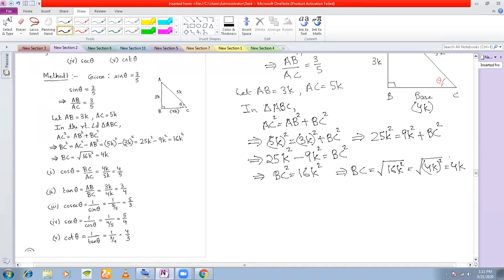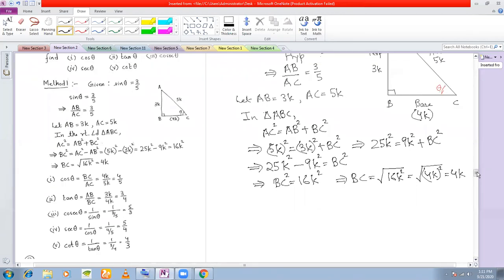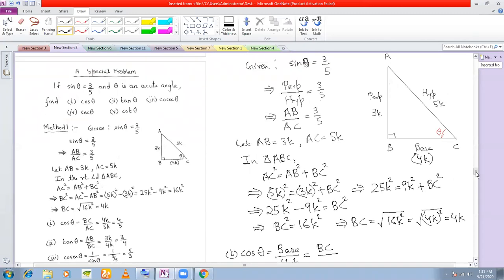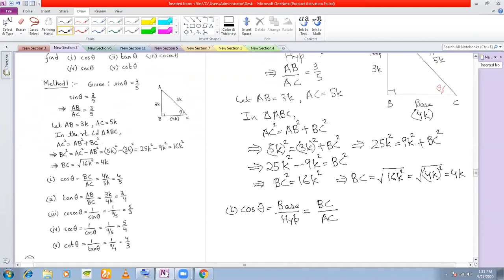So you've got the length of BC as 4K. I'm writing it in brackets because it was unknown. Once I get all the lengths of the triangle, I can proceed to find the various ratios. Suppose the first question is cos theta. Cos theta we know is base by hypotenuse. Coming back to this triangle, the base is BC and the hypotenuse is AC. So base BC is 4K and AC is 5K, the K's cancel, and you simply get 4 by 5.